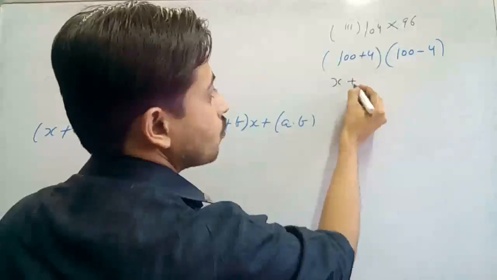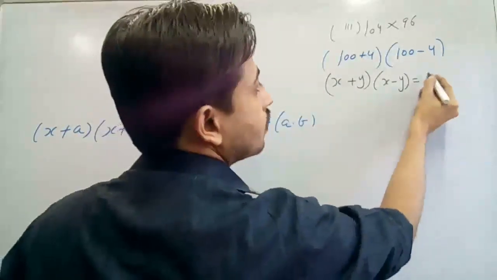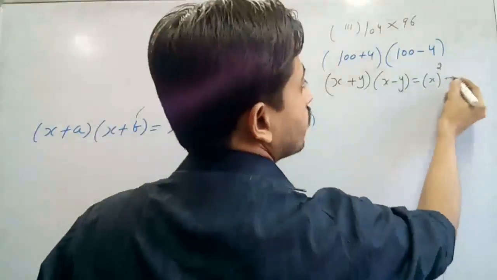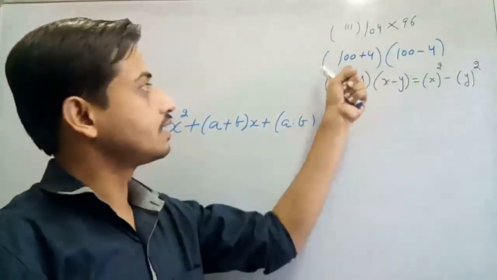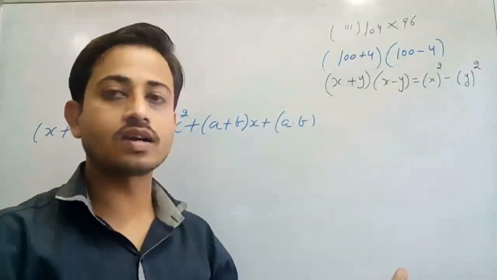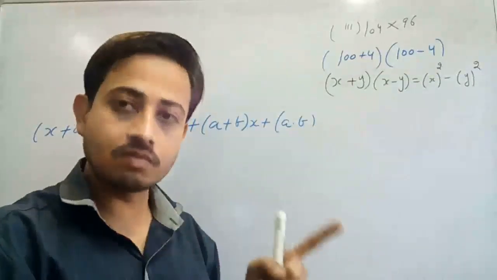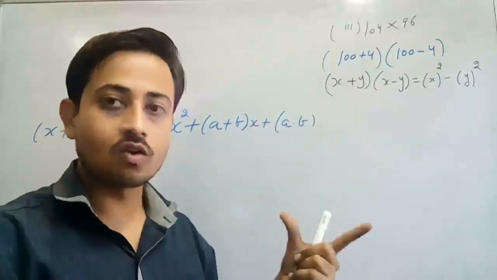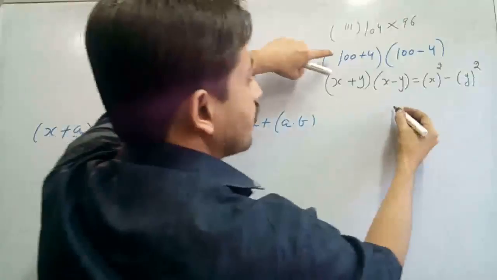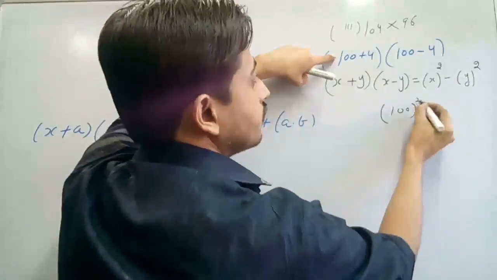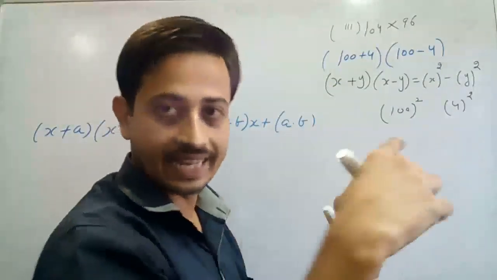x plus y into x minus y is equal to x square minus y square, because the terms are the same: 100, 100, 4, 4. The difference is negative. What's the identity? Identity number 3: x plus y into x minus y is the square of both, and the sign between them is negative. So the first term is 100. So the square of 100 and the square of 4, and the sign between them is negative.